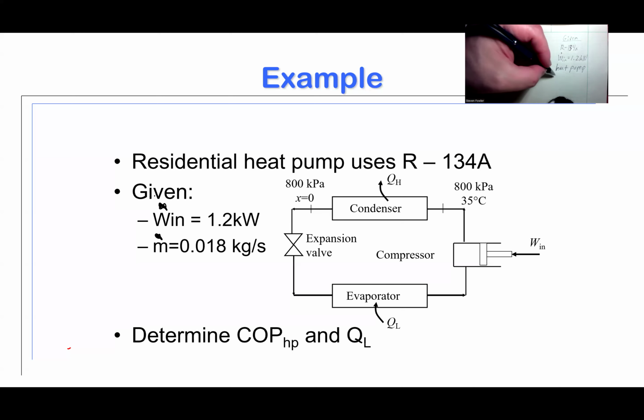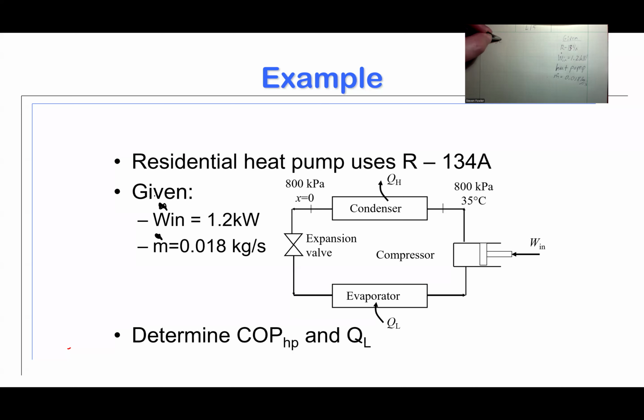Lucy, honey, come on. I've got a mass flow rate of 0.018 kilograms per second. I've got some properties here. We need to figure out what to do with those in just a second. Lucy, we don't need any help.